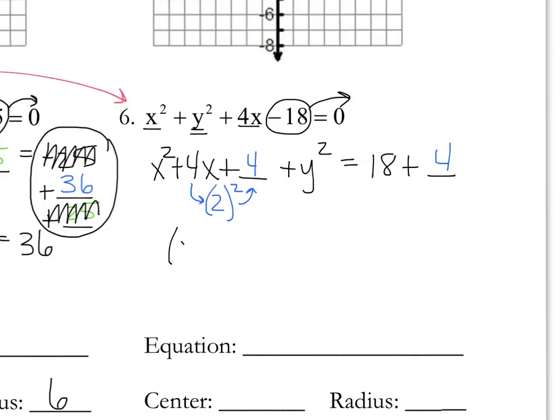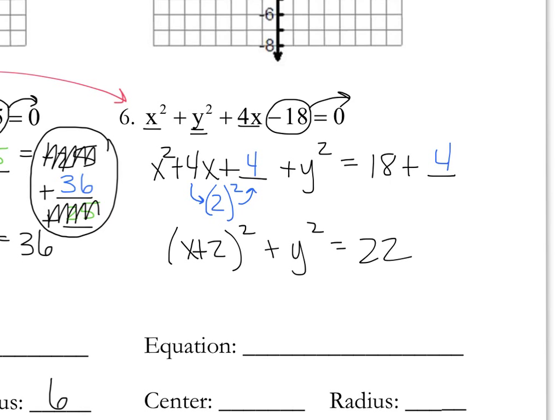Now I'm just going to factor this part: x plus 2 quantity squared plus y squared equals 18 plus 4, which is 22. So not an even number, but we'll still be able to do a decimal approximation for that.